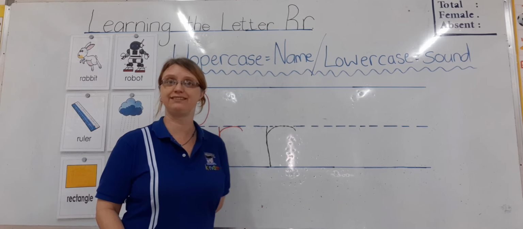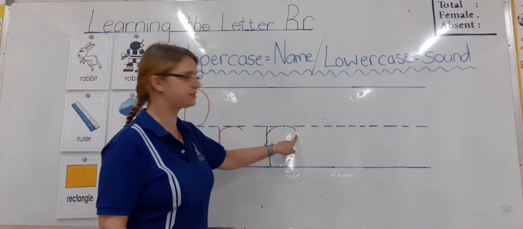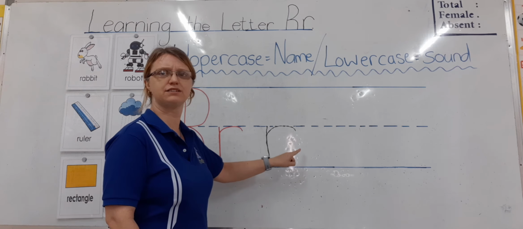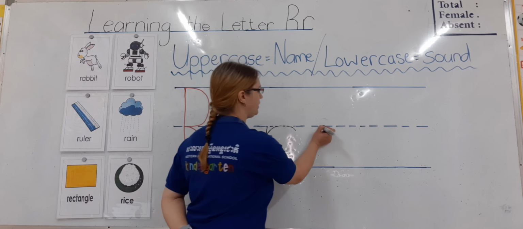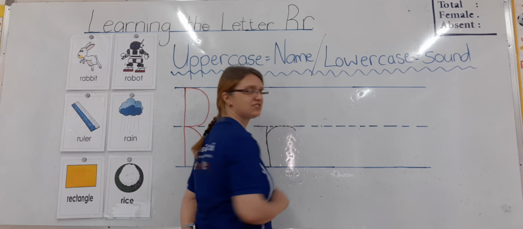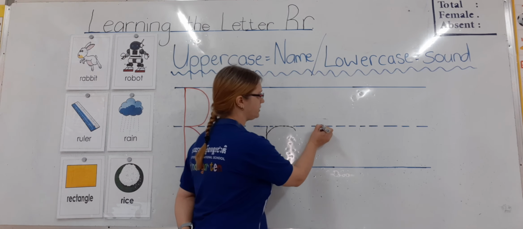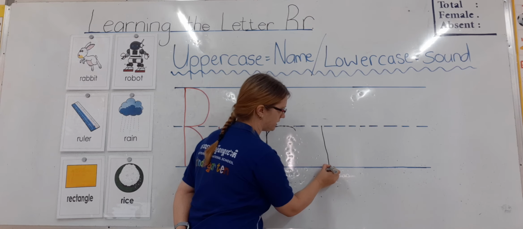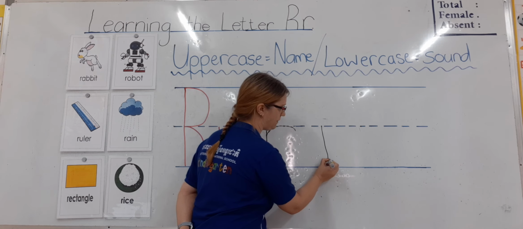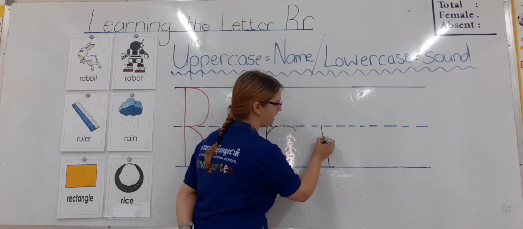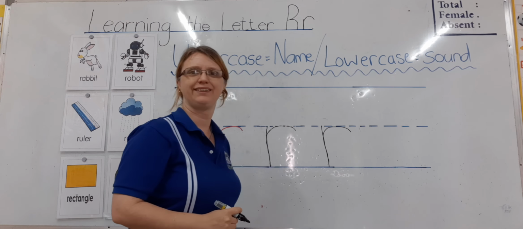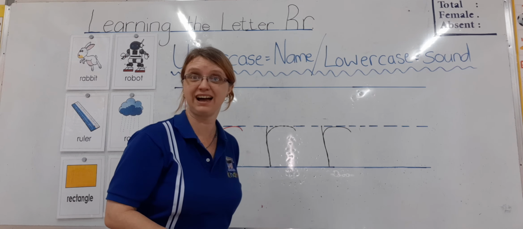Yay, did you see that? Down, around, stop. Down, around, stop. Okay, let's do one on our own. Can you see the dot? I'm going to go down, down, down, stop. Up, up, up, and around, round, round, stop. There you go. One more time.